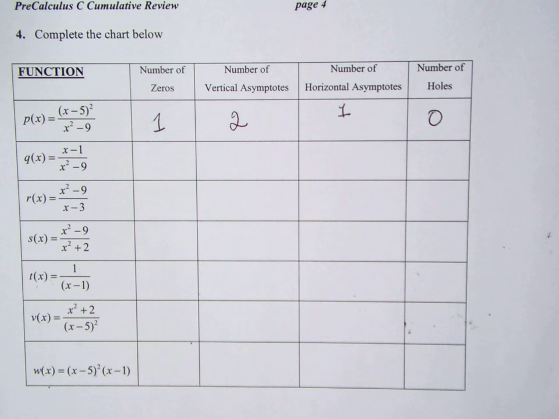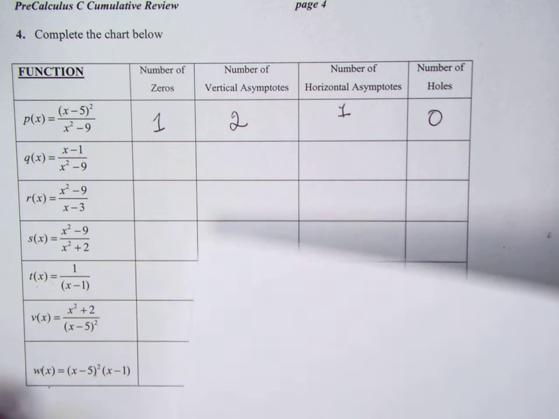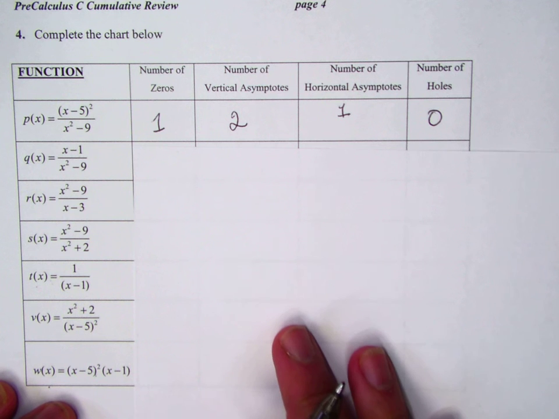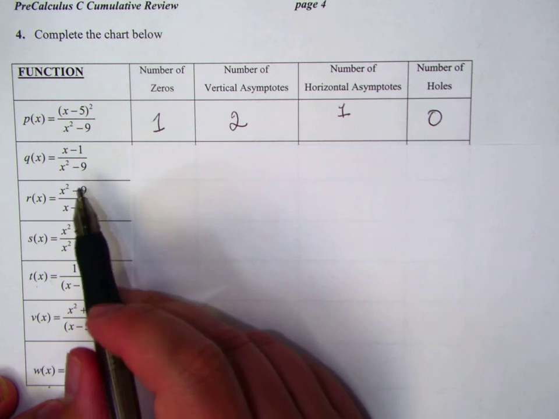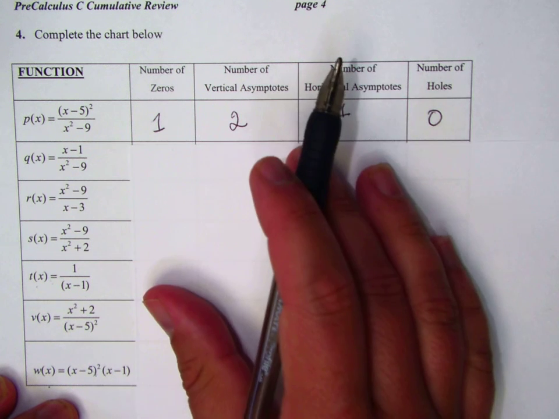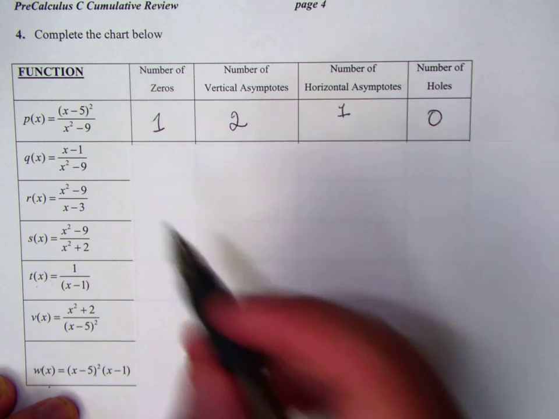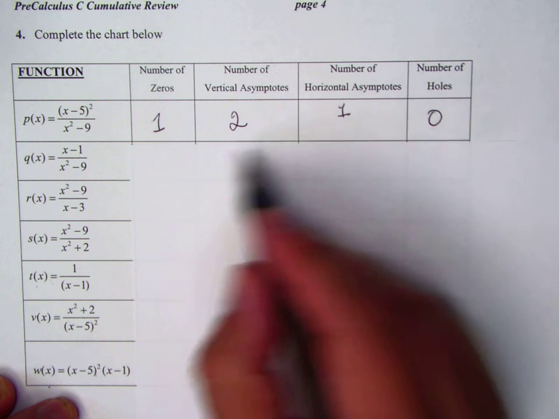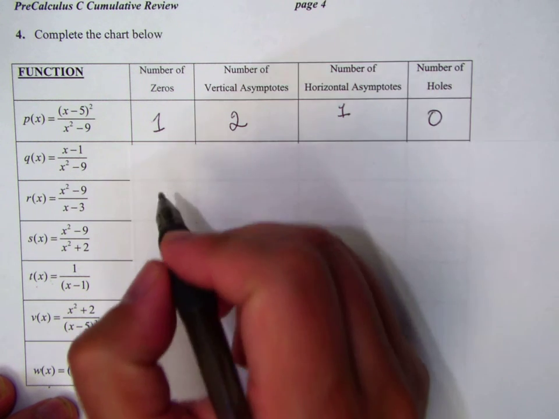Welcome back. We're going to continue on number 4 for pre-calculus cumulative review. The next rational function we have is q of x, x minus 1, divided by the quantity x squared minus 9. So again, we'll analyze the entire rational function first, and then we'll fill in the so-called boxes.